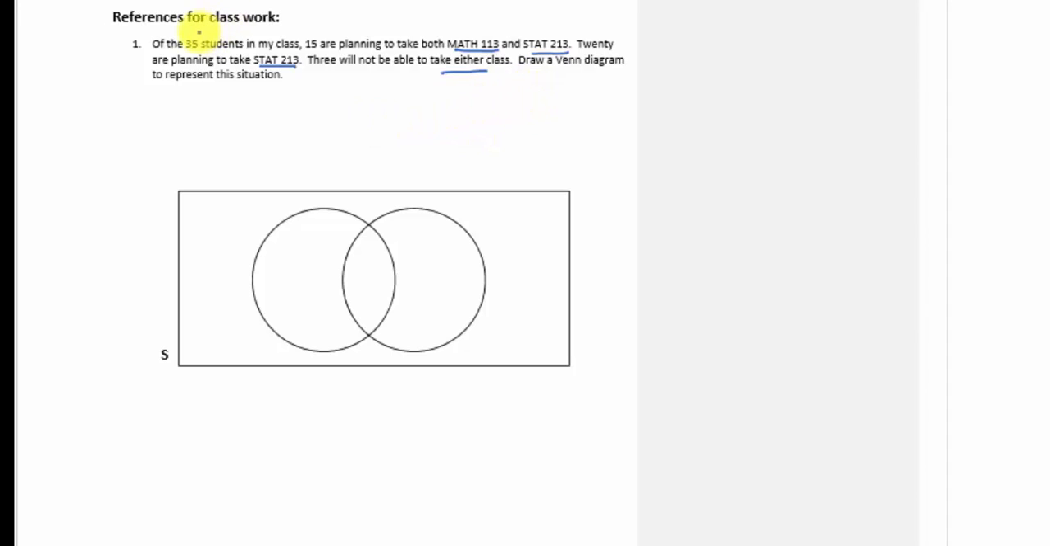So we do have 35 students for the total. So once we're finished, we should add all the numbers and the total should be 35. 15 students are planning to take both courses. So those two courses are the events. We have math and we have a stat class. So those are the two events. If 15 are planning to take both, then 15 represents the intersection.